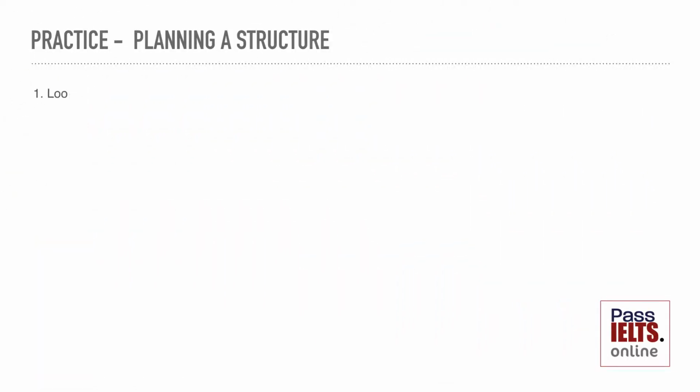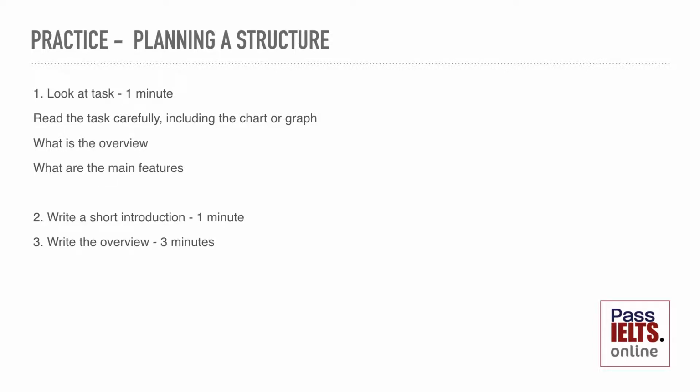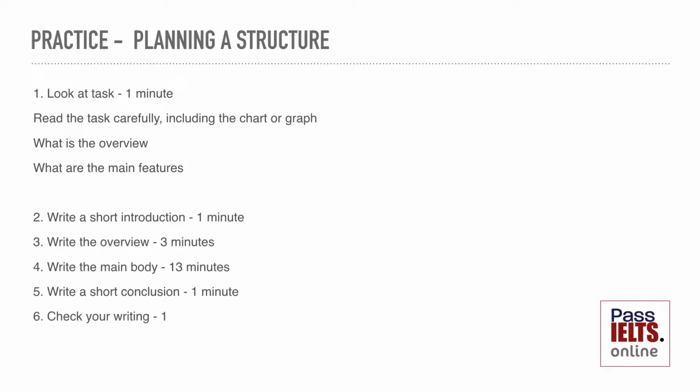Let's remind ourselves of the stages on how best to write a process description. First of all, we need to look at the task itself very carefully. So read the question and including the process diagram itself. So have a look that you make sure you understand what it's about. Then decide what the overview is and what the main features are. Then you can take a minute to write a short introduction, write the overview in about 3 minutes. You can take up to 13 minutes to write the main body, write a short conclusion, and right at the end, take a minute to check your writing.